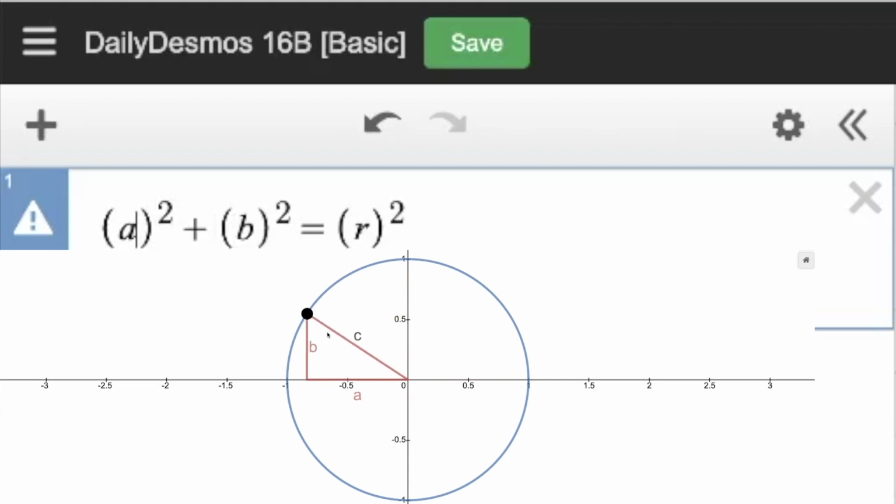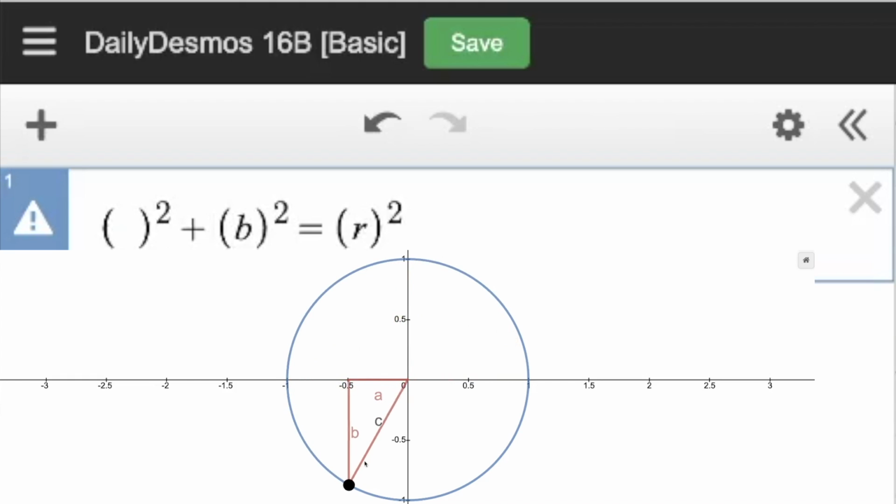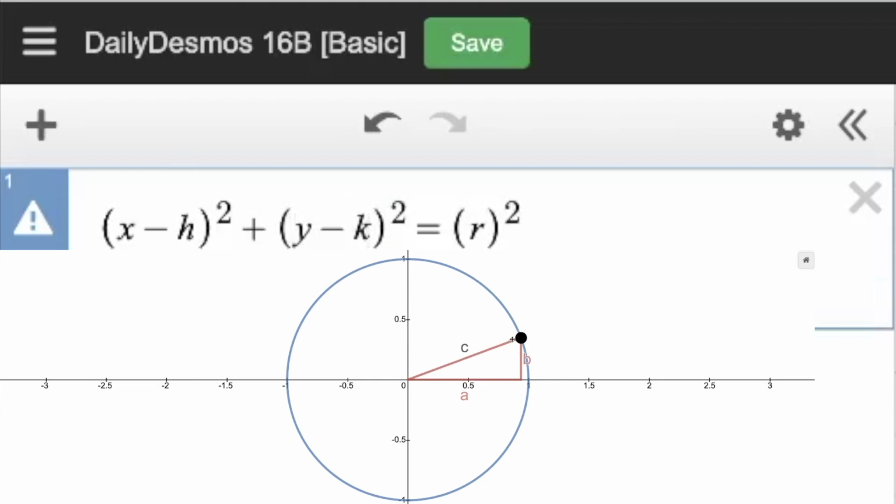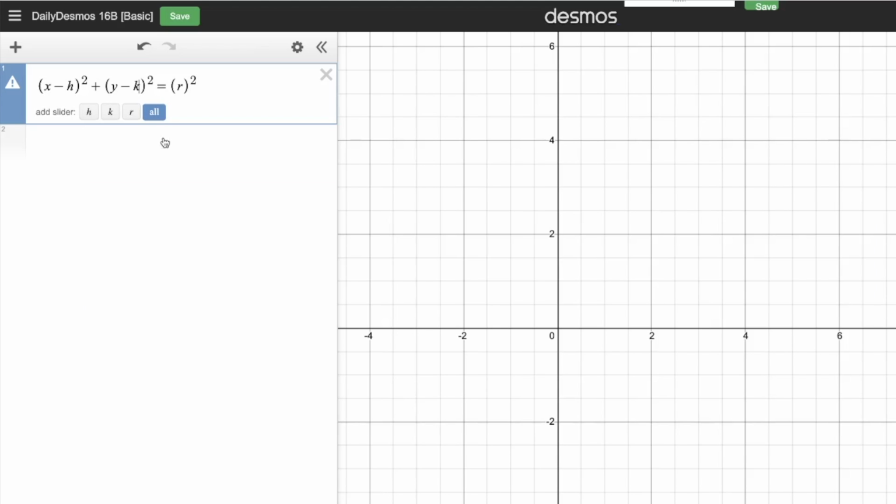So what we usually do is we make the x parentheses say x minus h. X minus h is the distance between the point on the circle and that x coordinate horizontally. And we can do a similar thing for the y value. We can say y minus k, and these are generally the letters that are used in this formula. So the center of our circle is (h, k), and the radius of the circle here is r.